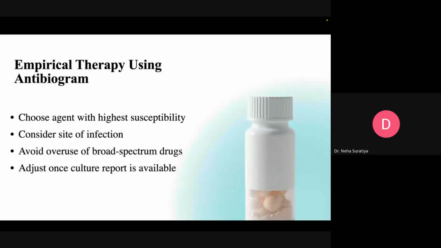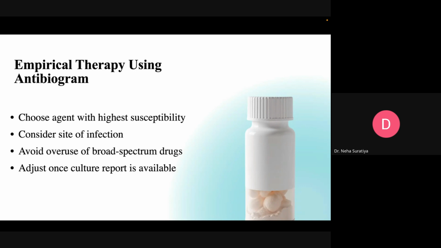What is the pharmacist role? You will use the antibiogram for it. You will choose the narrowest effective agent and you will avoid unnecessary use of any type of carbapenem because those are the last resort agents. So choosing the agent with the highest susceptibility, considering the site of infection and patient related factors, avoiding overuse of broad spectrum drugs, adjusting once the culture report is available. These all are the roles and responsibilities a clinical pharmacist has.